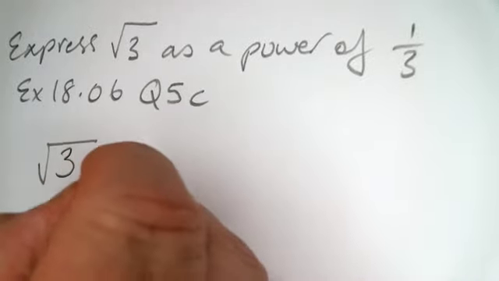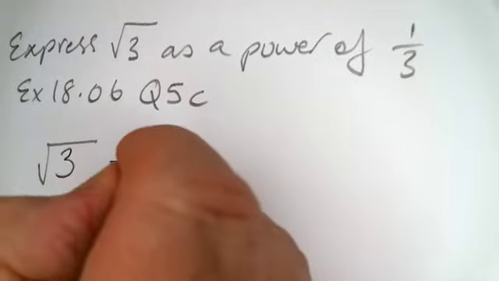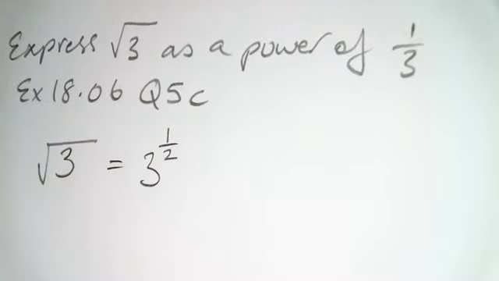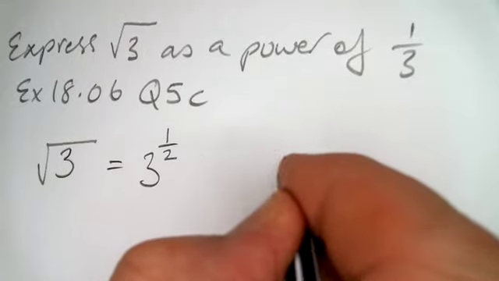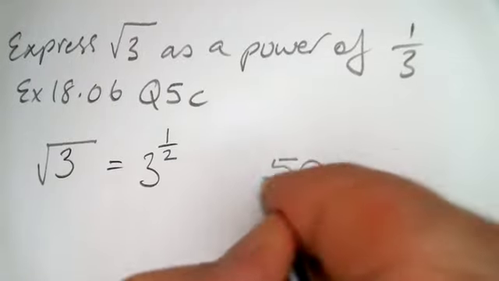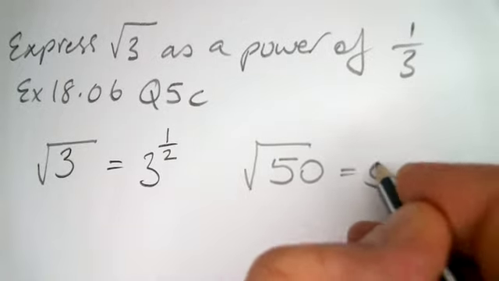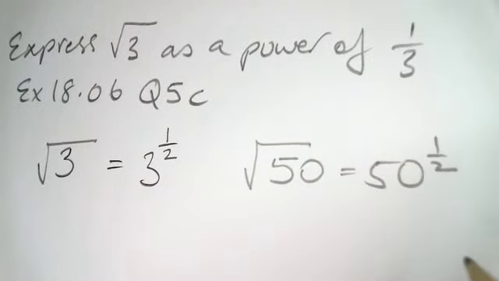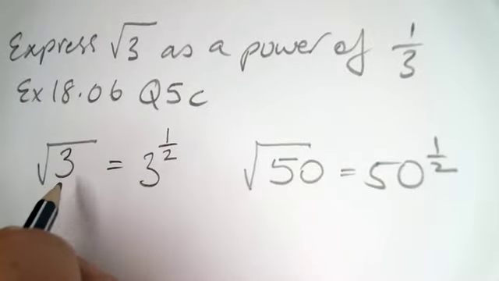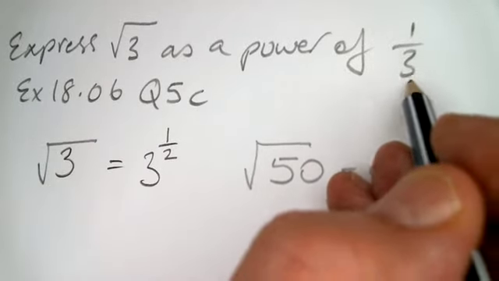Well, that's the same as saying 3, and you just have to know that a half, any power of a half, is the square root of that thing. So if I had, for example, 50, and I wanted the square root of 50, that's just 50 to the power of a half. Same with all numbers. Now, we don't want that, though. We want to find what it's going to be as a third.